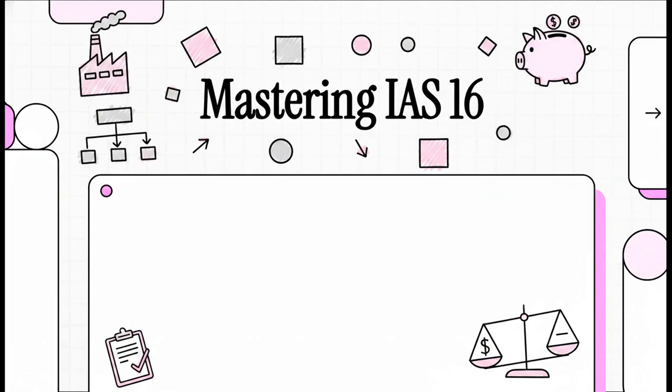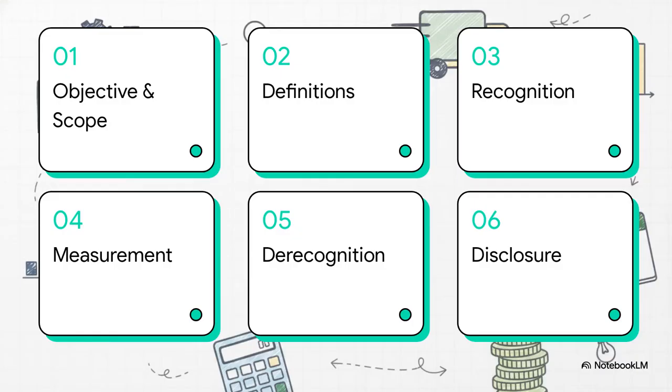So, throughout this explainer, we are going to break down the exact logic flows, the key policy choices, and those tricky exceptions that you literally have to master to get this standard right. So, here is our topic guide for today's explainer. We'll be looking at objective and scope, definitions, recognition, measurement at both recognition and after recognition, derecognition, and finally, disclosure. Think of this list as your ultimate checklist. Treat this as your minimum coverage requirement to ensure absolutely nothing slips through the cracks.